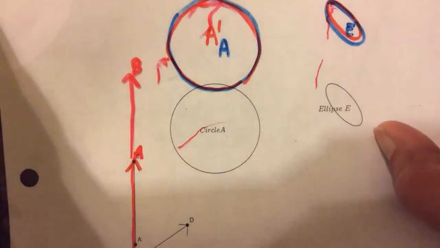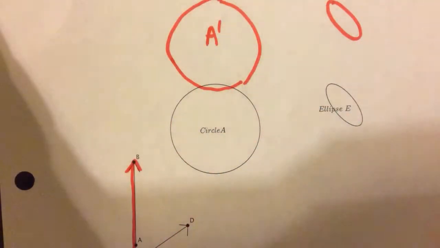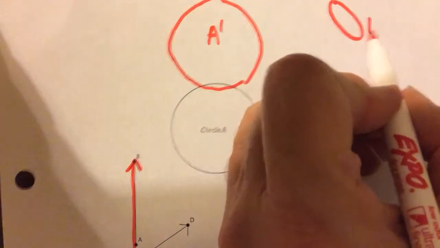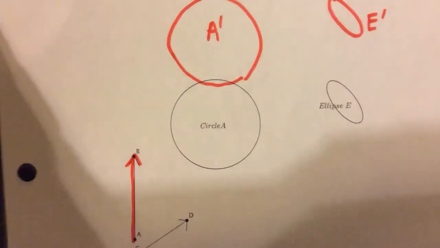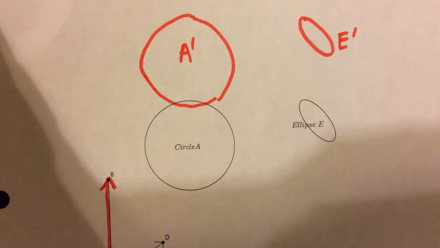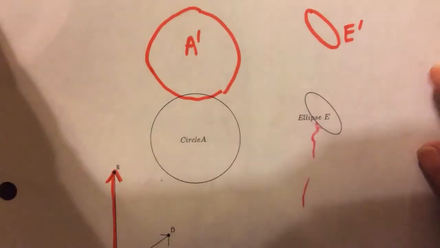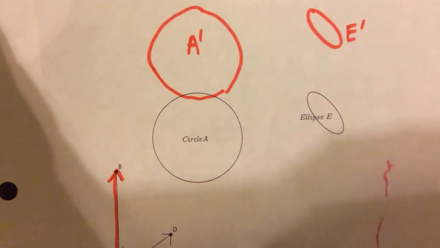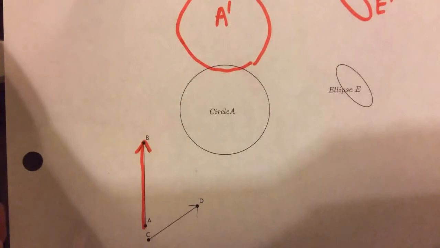Doesn't have to be beautiful. Okay, so there we go. So there's the A prime, and translated ellipse is E prime. Okay, now we're going to use this other vector here. Feel free to play this in double speed if it helps, if you know what you're doing here. Or even fast forward.